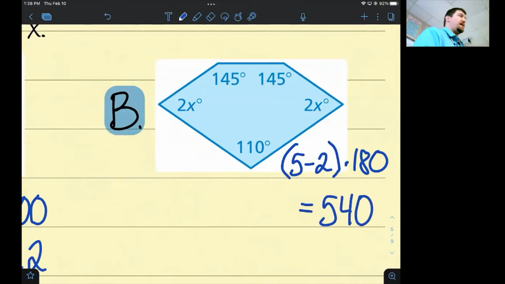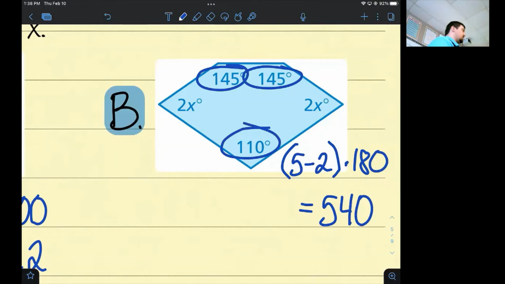Now go ahead and combine your like terms. I'm not evil. I'm not going to make you write it all out every single time. Combine your like terms though. 145 and 145 makes 290. 290 and 110 makes 400. So I've got 4x plus 400.